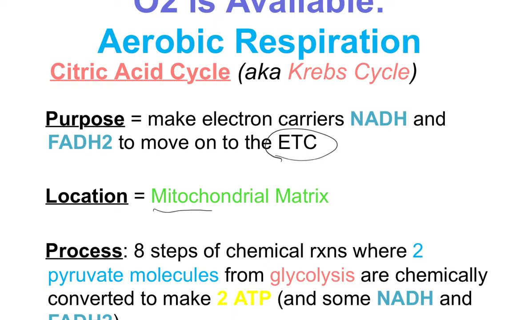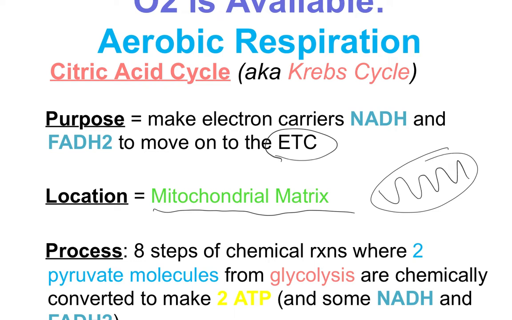All of this is going to happen in the mitochondrial matrix. So if this is a mitochondria and it has a membrane, the matrix is this jelly-like fluid that's in between the outer part here and the matrix wall. And this process, it's 8 steps. And it's a lot of chemical reactions.